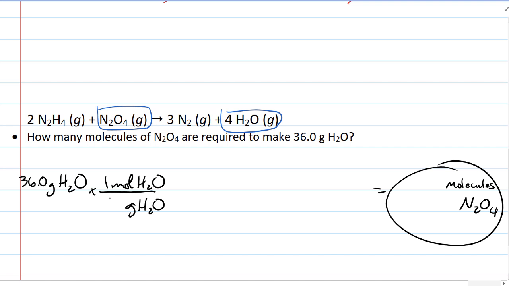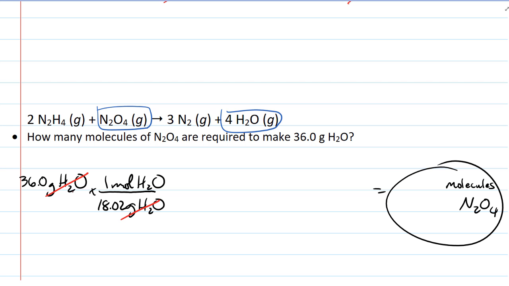Avogadro's number? What goes in here? 18.02, that's right. We want the molar mass, which we get by adding together the atomic weights. So we have 18.02 grams for every 1 mole. Now that we have this in moles of H2O, we can then convert to the other substance, which is N2O4. So how do we convert from one to the other?